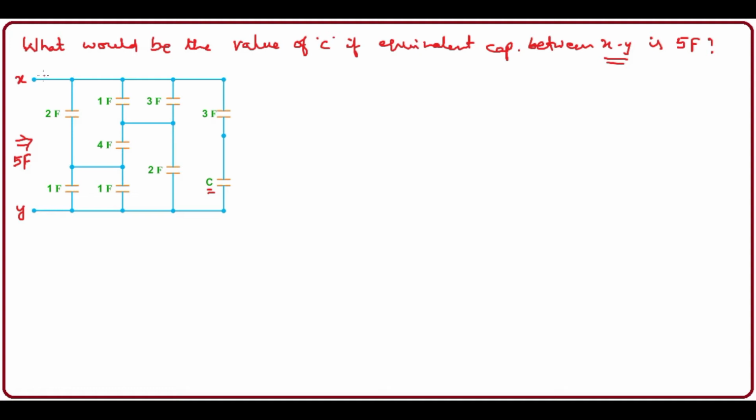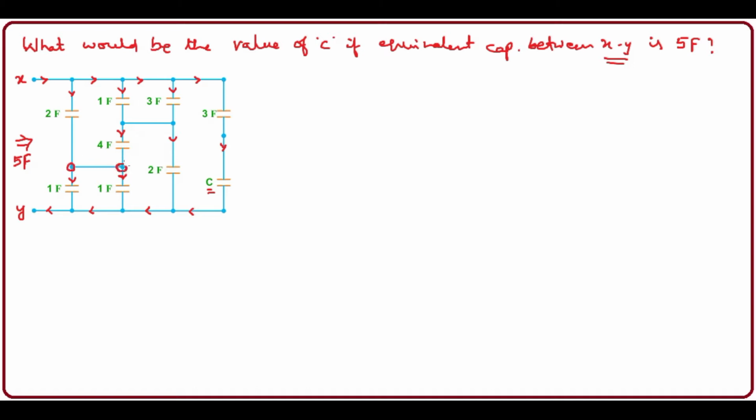I can make a flow of current from X to Y. Obviously it will be divided into two parts here, again divided into two parts like this, and again into two parts, and same thing. Our main goal is to reach Y.